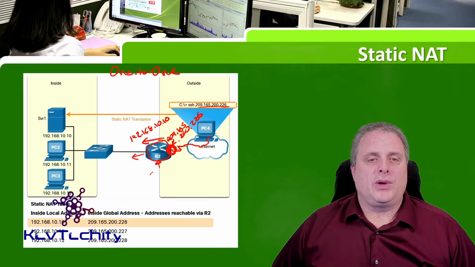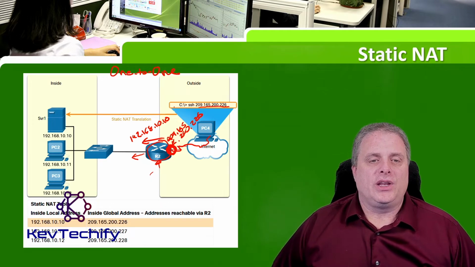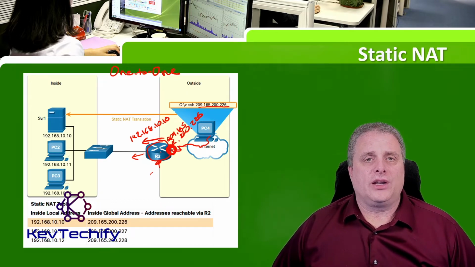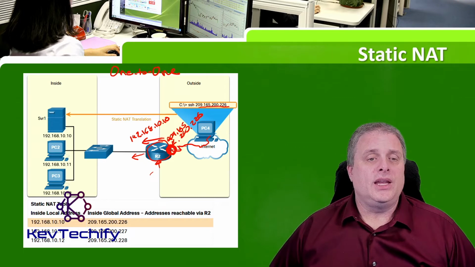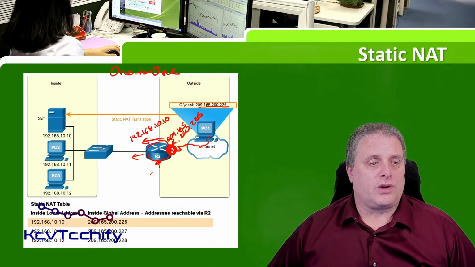And so anytime anybody connects into this 209.165.200.226 address, it's going to get sent to R2. R2 is then going to translate that into 192.168.10.10 and then route it to the destination.